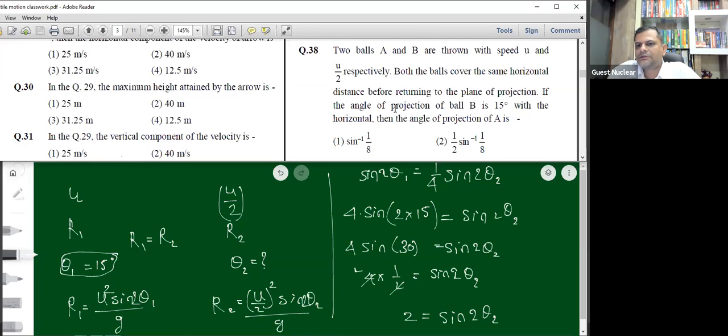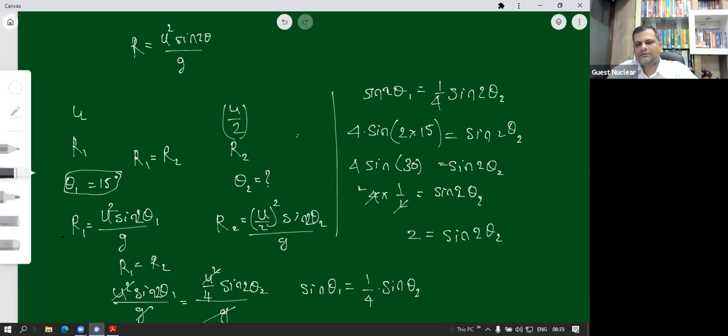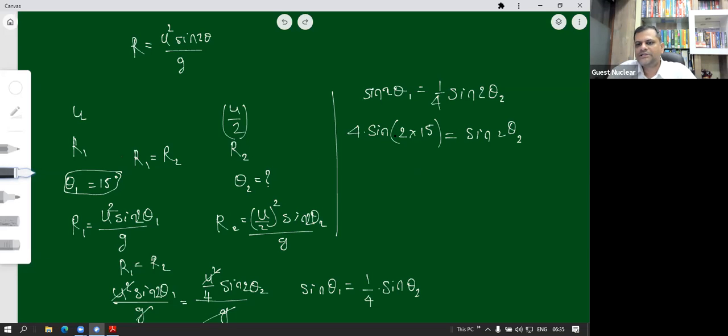Oh shoot, it has gone wrong again. Angle of projection of ball B is given to be 15 degree. We took it for A, so just make it correct. From this step onwards we have to make the correction. Okay, here you have got the relationship between theta 1 and theta 2. Here theta 2 is actually given to be 15 degree, not theta 1.